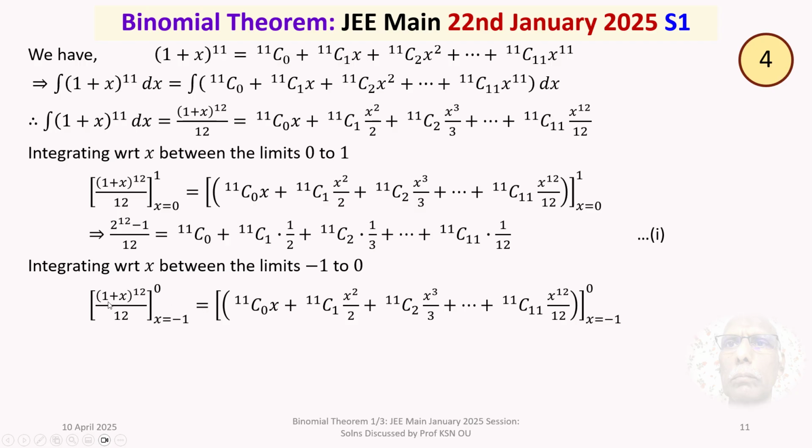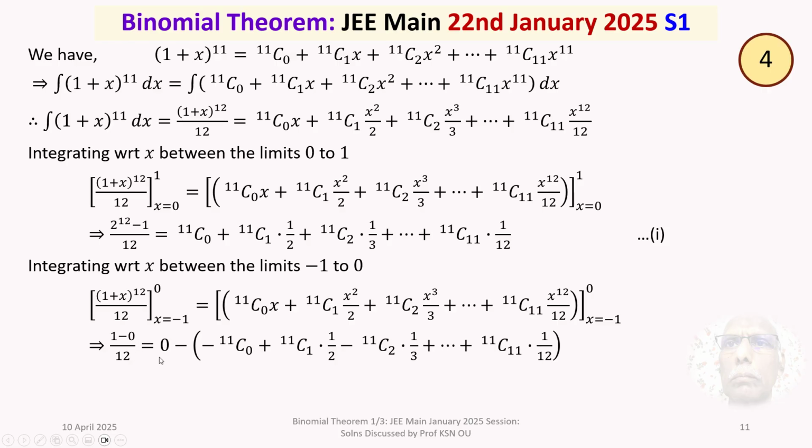For the upper limit, it is 1 by 12. For the lower limit, for the upper limit, it is 1. For the lower limit, it is 0. So 1 minus 0 by 12. For the upper limit, it is all 0 because every term is involving x. Minus in brackets 11 c0 x is minus 1, minus 11 c1 x square by 2, minus 1 square by 2, 1 by 2, 11 c2, 1 by 3, 11 c11 minus 1 to the power of 12 by 12.